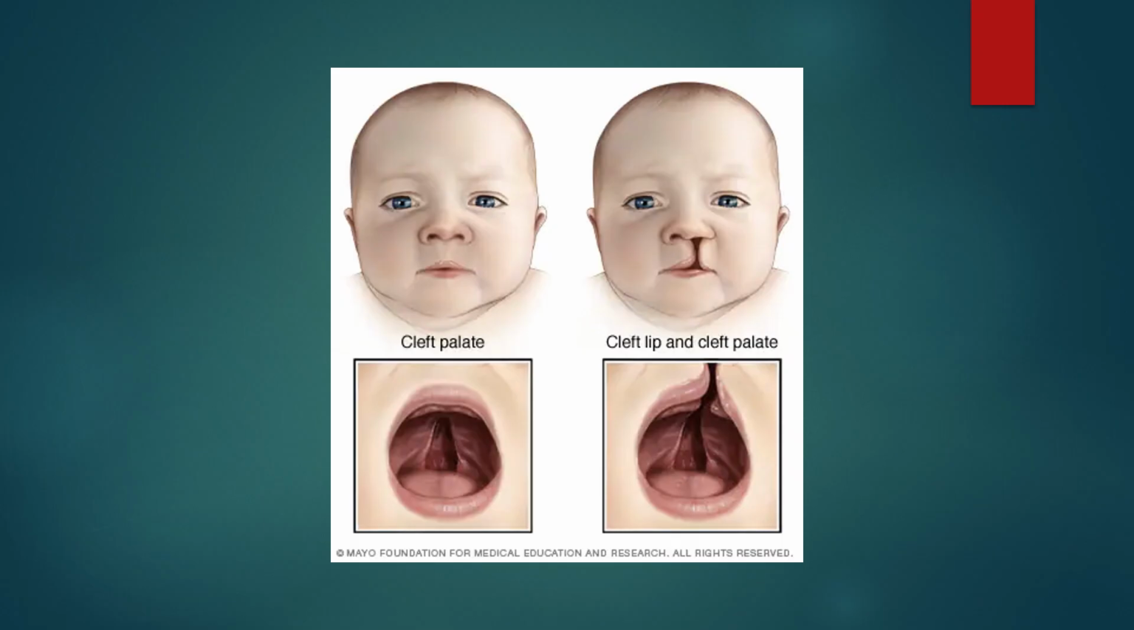On the right, we see cleft lip with cleft palate, which involves a more extensive failure of fusion. In this case, the maxillary prominences fail to fuse with the medial nasal processes, affecting the lip. The palatal shelves also fail to close, extending the defect posteriorly. So this isn't a bigger cleft, it's a different developmental pathway that went off course earlier in embryogenesis.